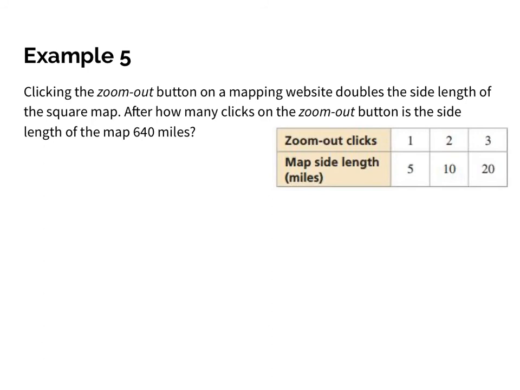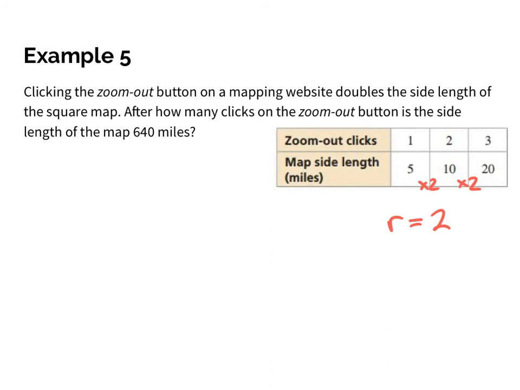So it says here that as you widen, the side length is going to double. So here it has the number of clicks. If I were to click once, the side length is going to be 5 miles. Another one, 10. Another one, 20. Since it says it doubles, I know that the common ratio here, 5 times 2 would give me 10, 10 times 2 would give me 20. So I know that my r value, my common ratio, is going to be 2.